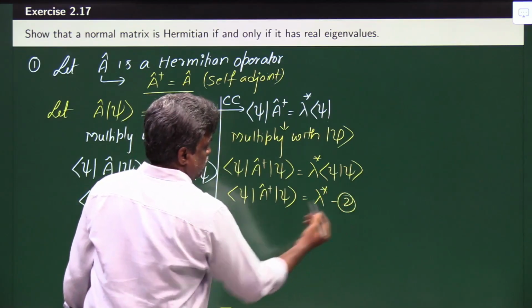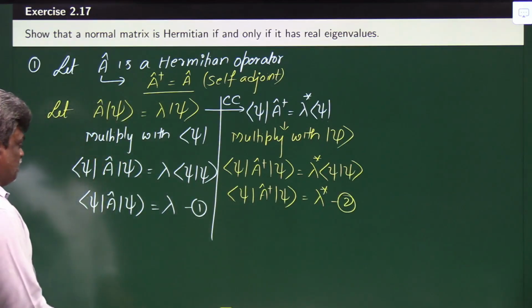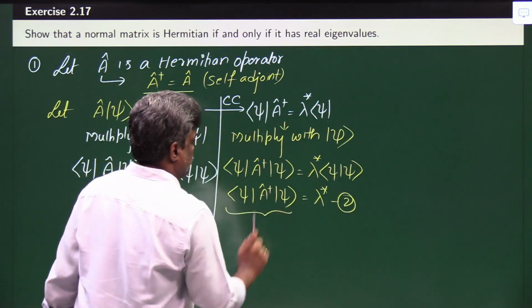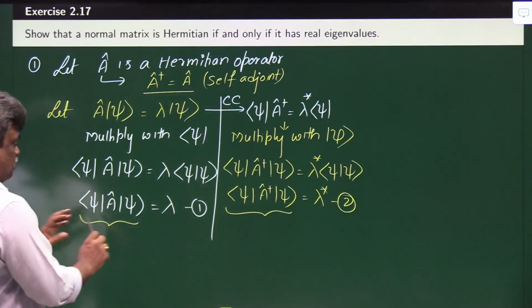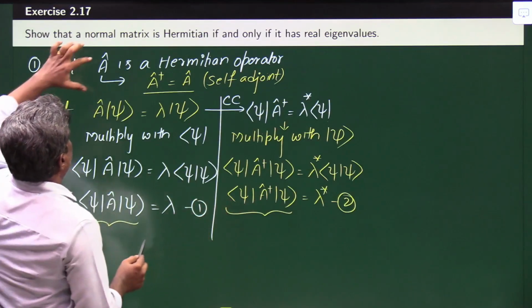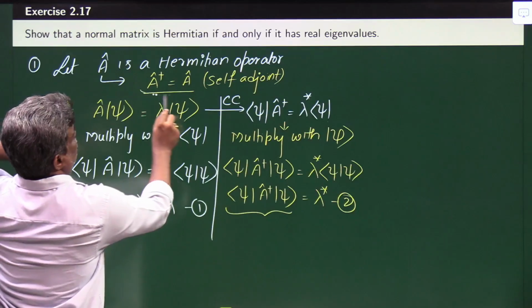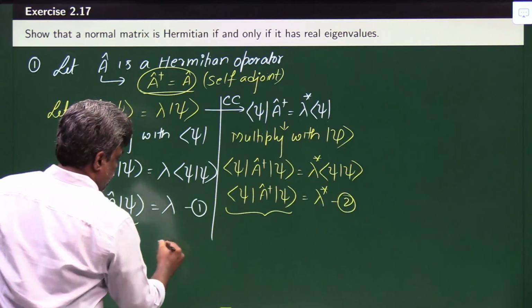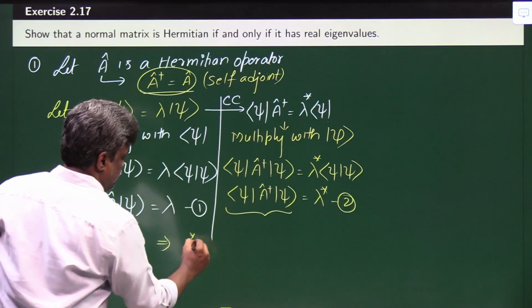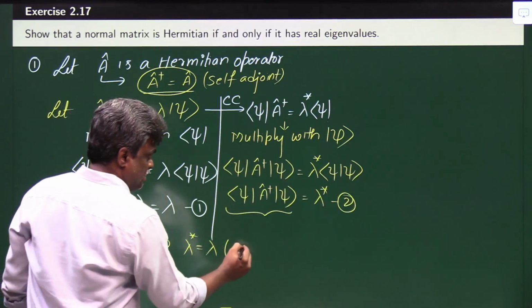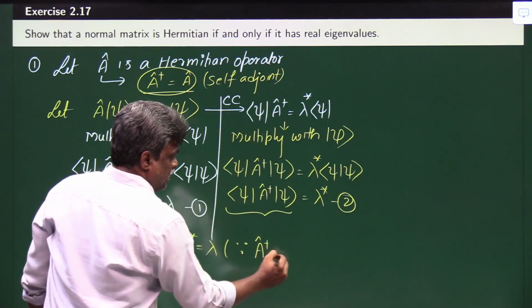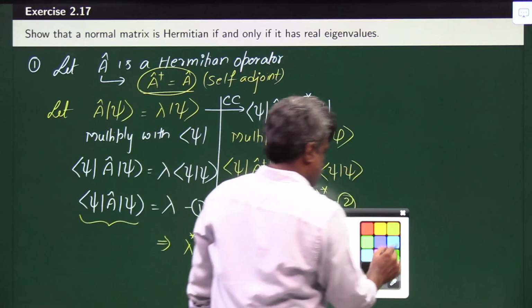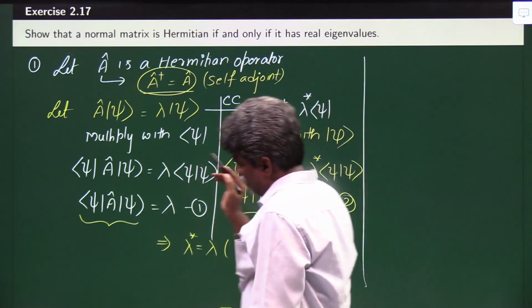Now carefully observe these equations 1 and 2. This is the matrix element of course, and this is also what we call a matrix element. Here we have A and A dagger, but already we have taken A as a Hermitian operator, so A dagger is equal to A. So the left hand sides are equal, then we can say lambda star must be equal to lambda. Why? Since A is Hermitian and A dagger is equal to A. Okay, this is one way of doing it by taking the eigenvalue equation.